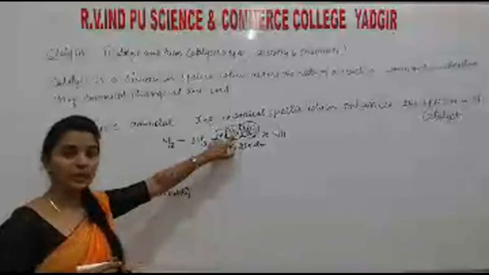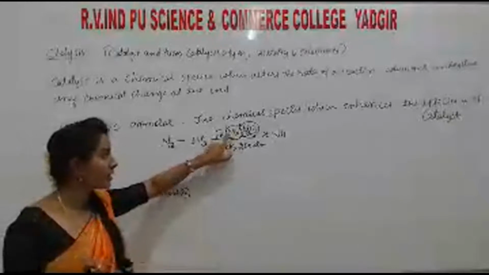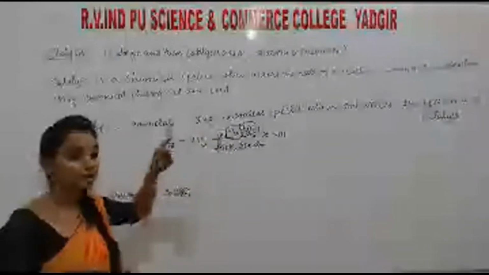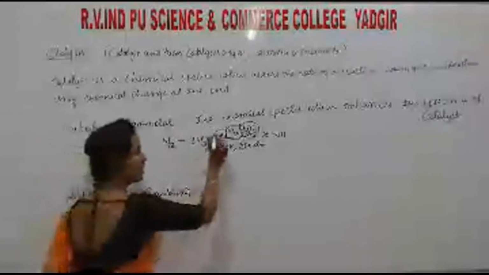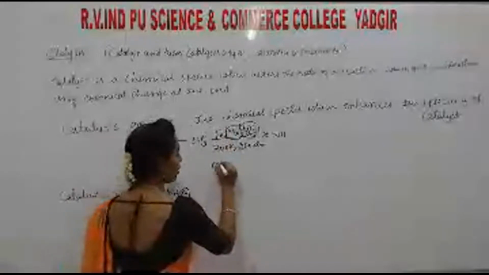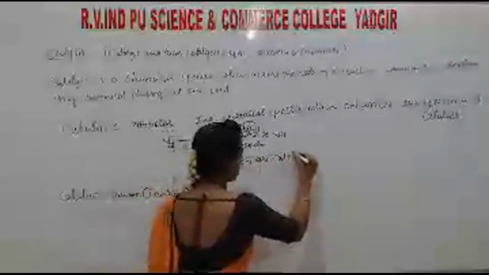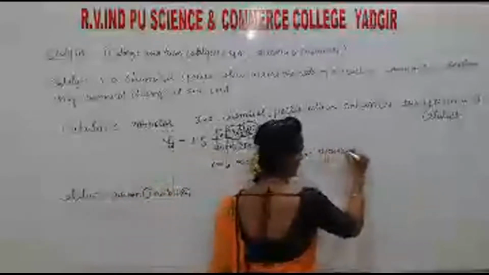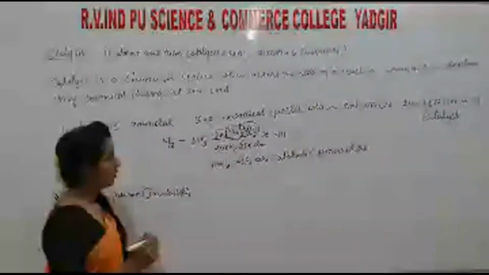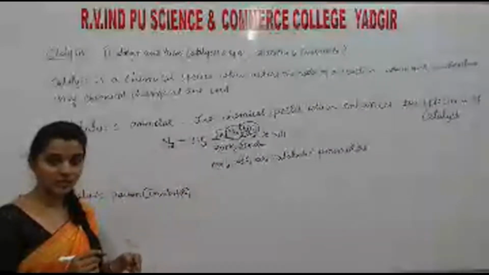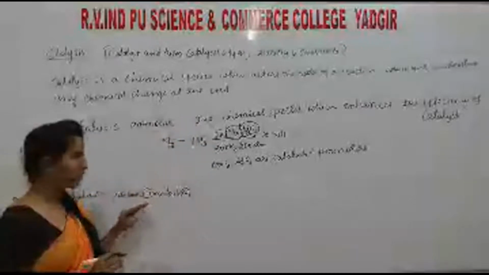Understand? These are catalytic promoters. They don't increase the rate of the reaction. They just increase the efficiency of iron to exhibit a catalytic property. Understand? Here in this reaction, molybdenum and Al2O3, aluminum oxide, are catalytic promoters. Means they increase the efficiency of the iron. Understand? Next, catalytic poison is obviously opposite to this.